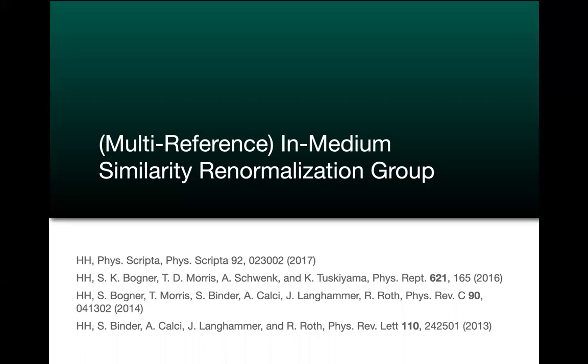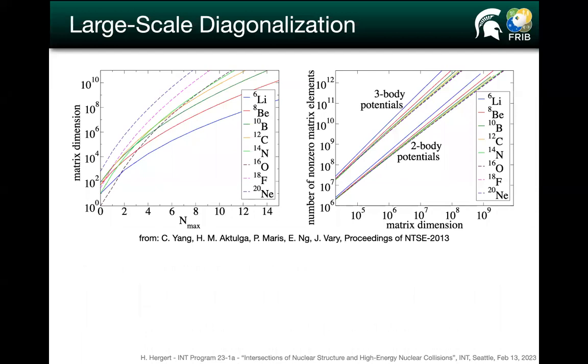Okay, so now, as promised or threatened, I'm going to talk a little bit about the in-medium similarity RG as a particular flavor of RG method, which still has a lot of concepts that are shared with these other approaches, so I can touch upon those within the context of my little corner of nuclear structure theory. And the problem that we're trying to tackle there is to avoid the exponential cost of large-scale diagonalization approaches like the no-core shell model.